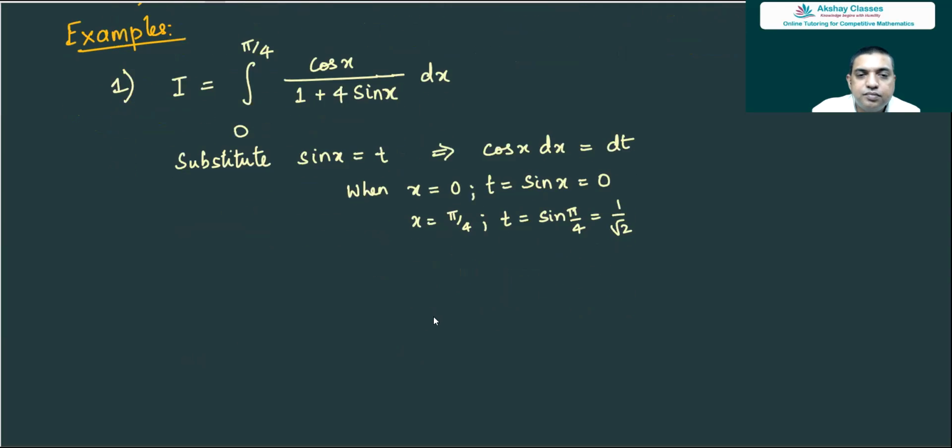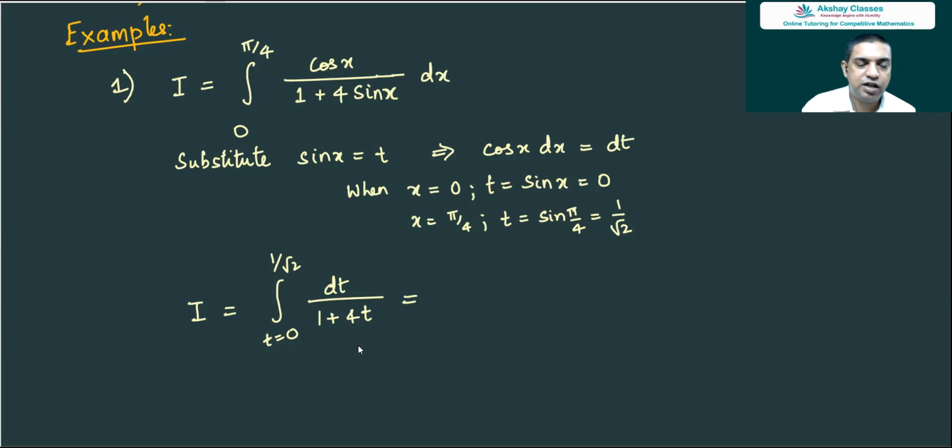So this is I is equal to, now I will change, integral t equal to 0 to 1 upon root 2. I've changed the limits on the variable. The variable itself has changed. Now cos x dx becomes dt by 1 plus 4t.